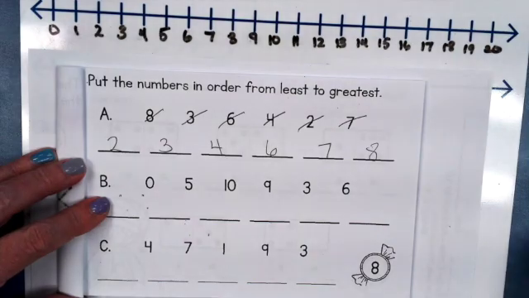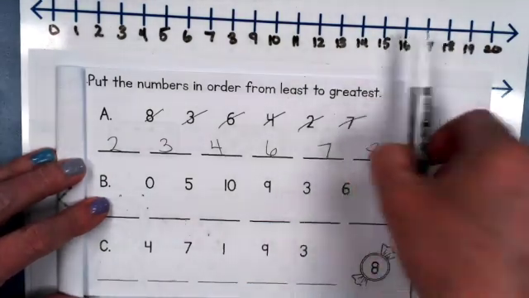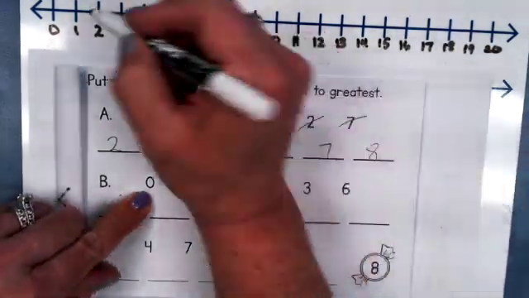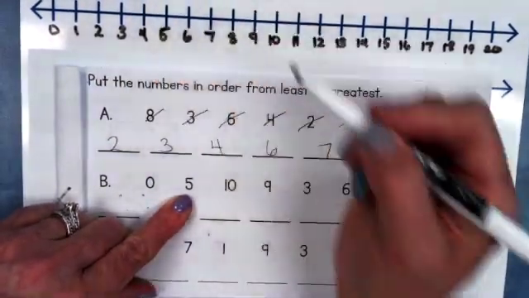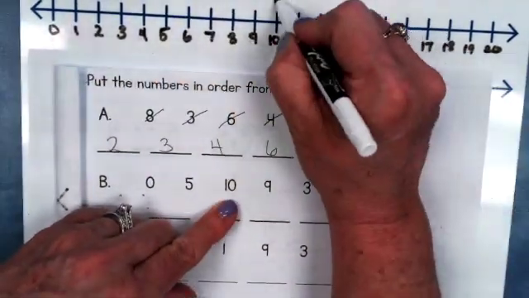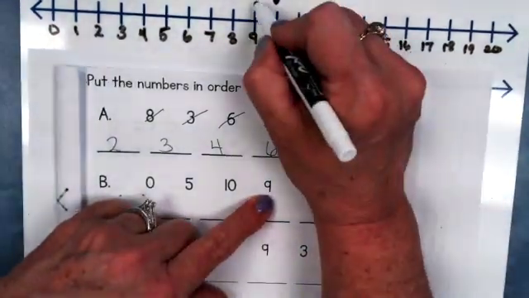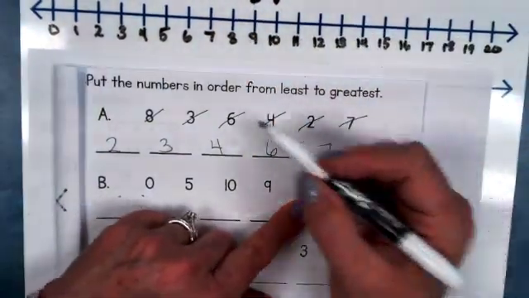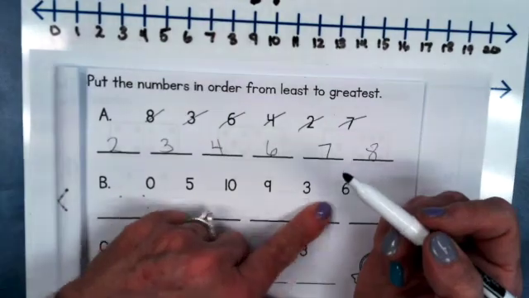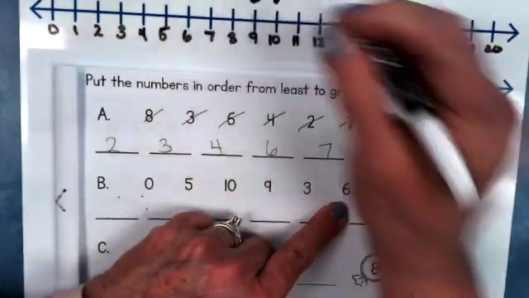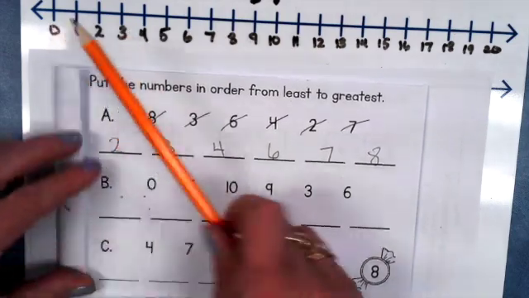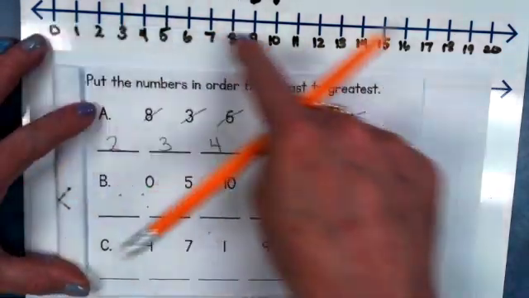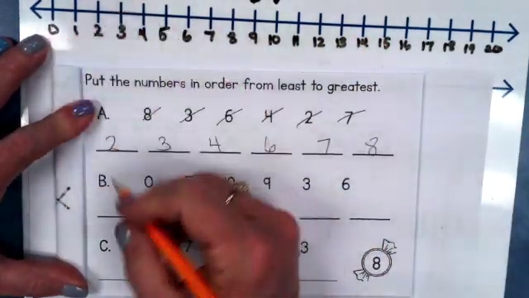So I'm going to put a dot on top of each one of my numbers. So the first number is 0. The next one is 5. The next one is 10. The next one is 9. Then 3. Then 6. So I've got all my numbers written down on my line or dotted. Now I'm going to go through and write them in the right order. So the first one is 0.